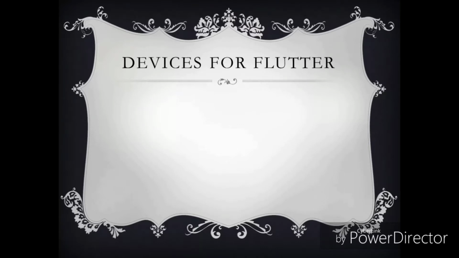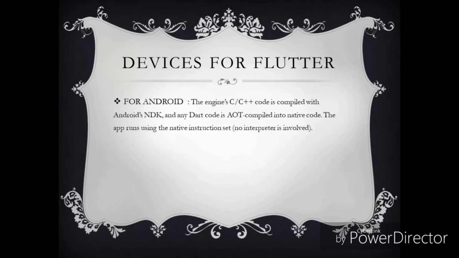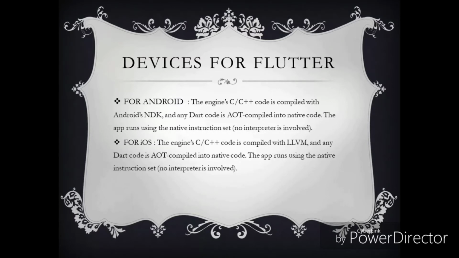Now the next thing is, which devices is Flutter meant for? Flutter is meant for, obviously, Android. The engine's C, C++ code is compiled with Android's NDK, and any Dart code is AOT compiled into native code. Now the app runs using the native instruction set and no interpreter is needed. Flutter is also meant for iOS devices. The engine's C++ code is compiled with LLVM, and any Dart code is AOT compiled into native code. The app runs using the native instruction set, and again in this case too, no interpreter is needed.